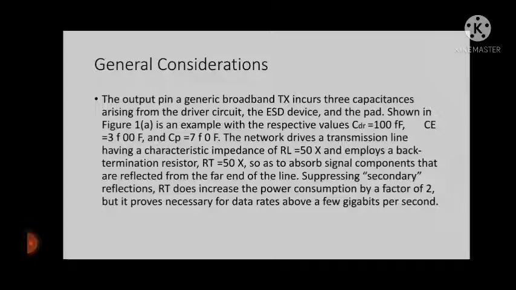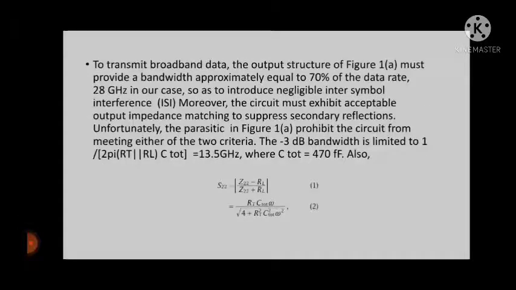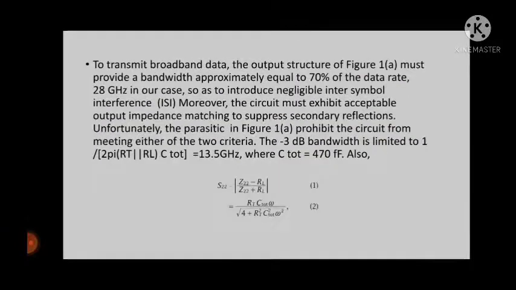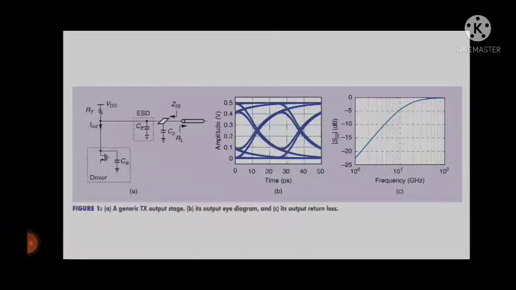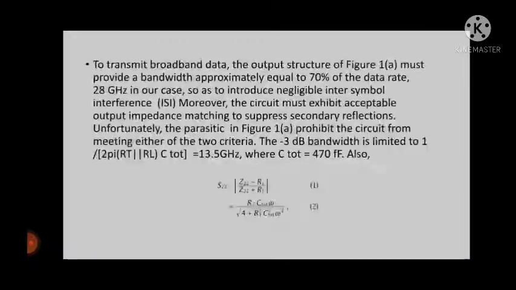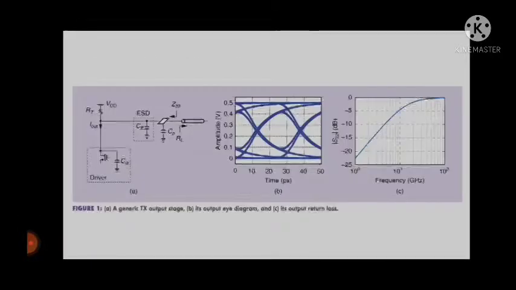few gigabits per second. So this is figure 1, the driver, where CDR equals 100 fF, CE equals 300 fF, and CP equals 30 fF. Figure 1a shows a generic transmitter output stage, figure 1b shows its output eye diagram, and 1c shows the output return loss.